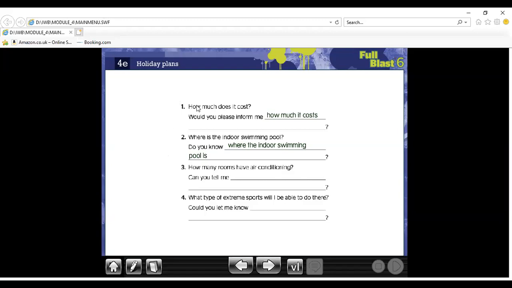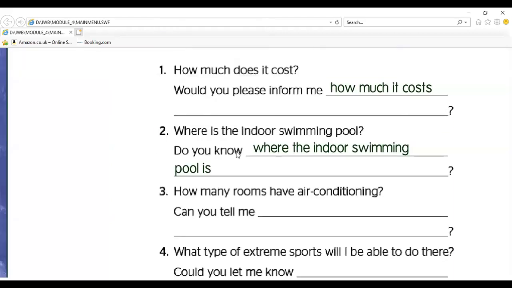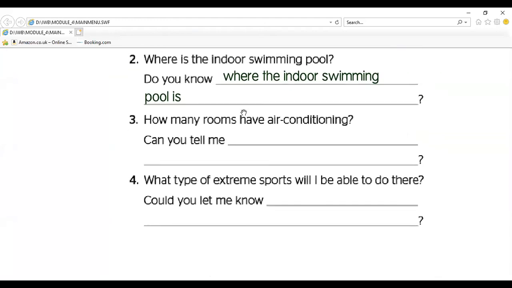In the exam, I put you the question this and I ask indirect question. For example, how many rooms have air conditioning? All of them have air conditioning. How many rooms have air conditioning? Right. Why? Okay, guys. How many rooms have air conditioning? Right.